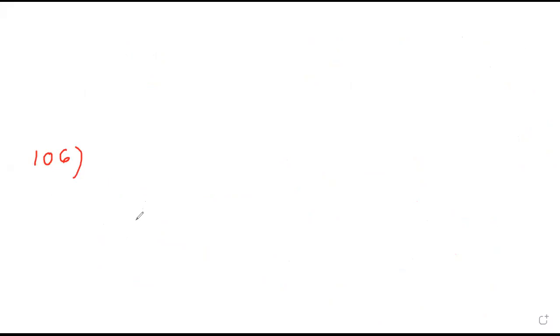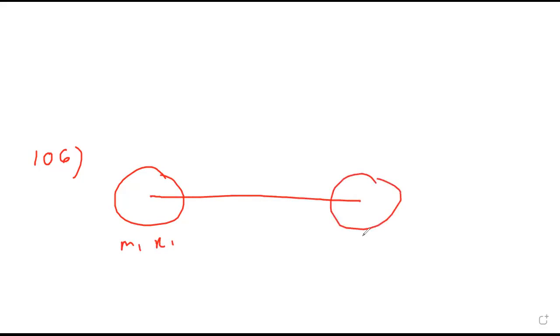106. The masses and radii of Earth and Moon are M1, R1 and M2, R2 respectively. Their centers are at distance d apart.